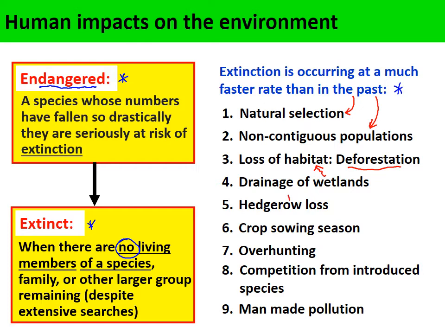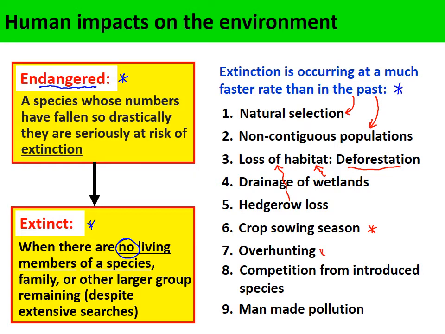Hedgerow loss, again, is another specific type of loss of habitat. So hedgerows are things like the bushes that separate fields into specific areas. And when these are chopped down to make way for bigger farmland, it can also result in a loss of habitat. We'll then talk about the crop growing season. So quite often crop plants are now being grown earlier in autumn as opposed to maybe in the spring. And that can also impact on population numbers.